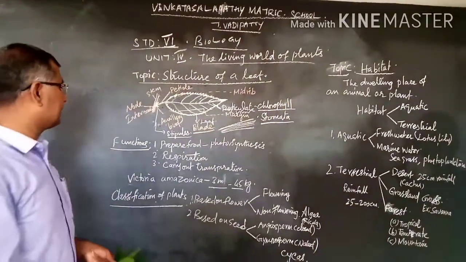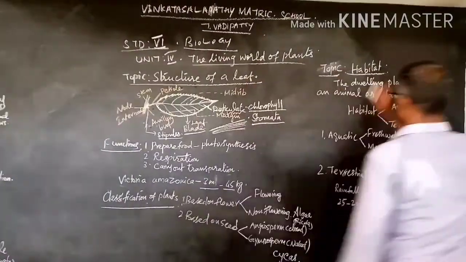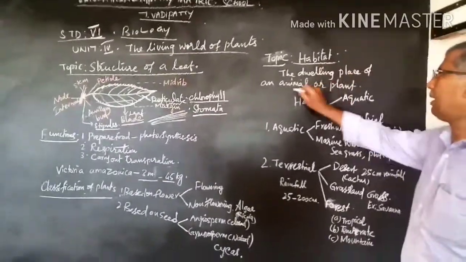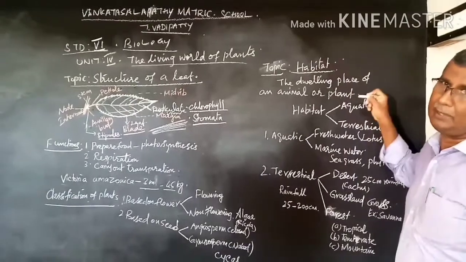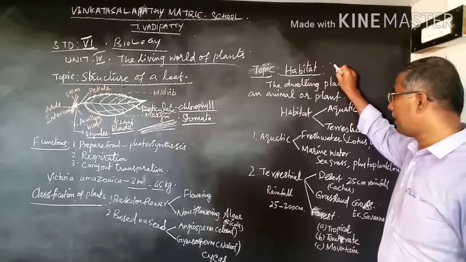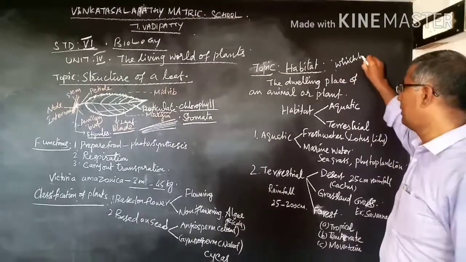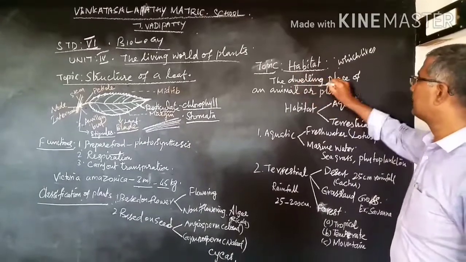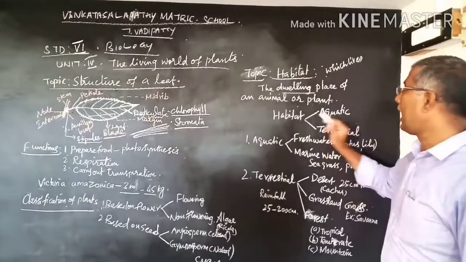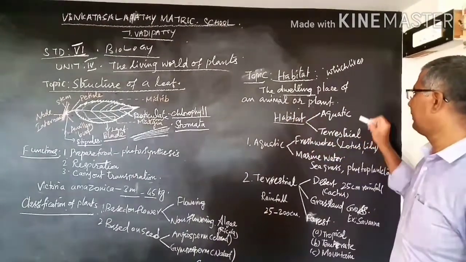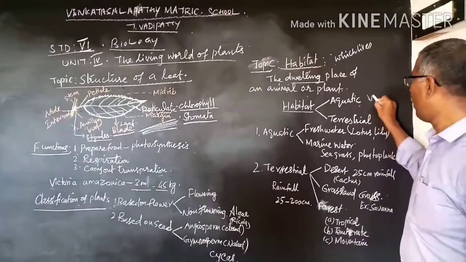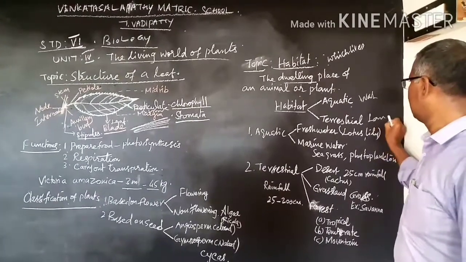Understand? Then the next topic is habitat. What is a habitat? The dwelling place of an animal or a plant is called a habitat. Habitat is mainly classified into aquatic habitat and terrestrial habitat. Aquatic means water, terrestrial means land.